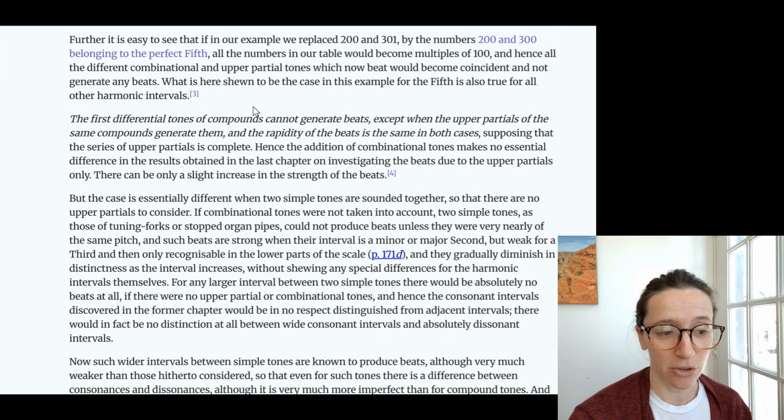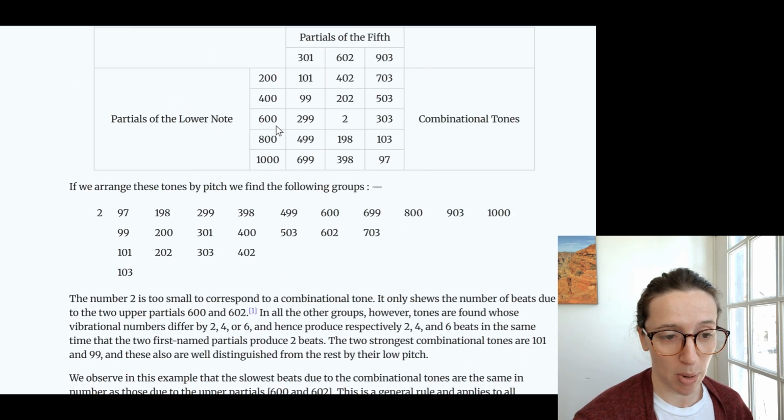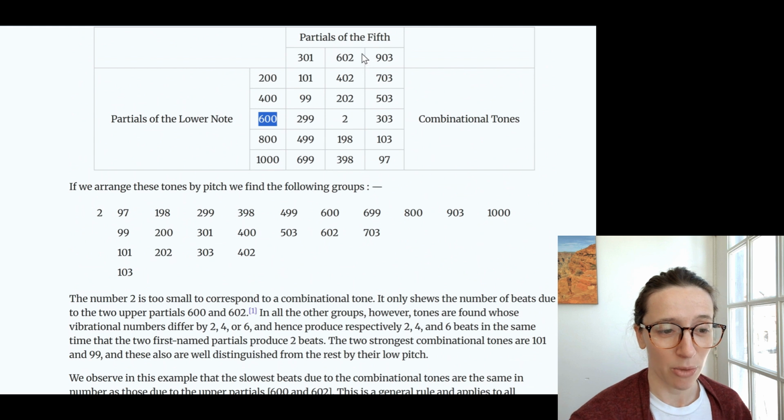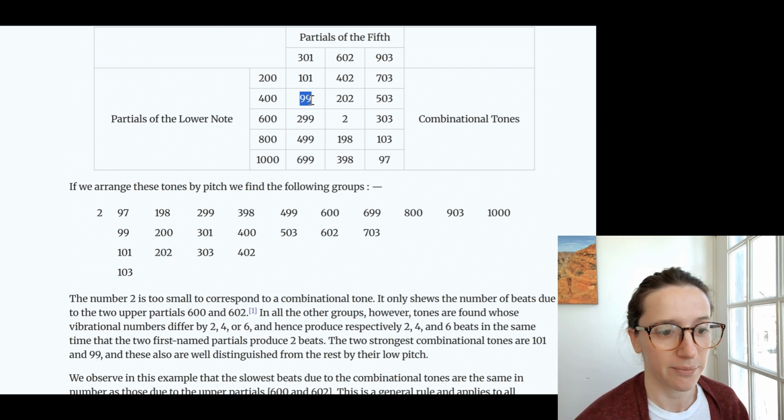So the first differential tone of compounds cannot generate beats except when the upper partials of the same compounds generate them, and the rapidity of the beats is the same in both cases. So if we look at the upper partials, 602 and 600, the upper partials are creating 2 beats a second. Now, the combinational tones 101 and 99 are also creating 2 beats in a second.